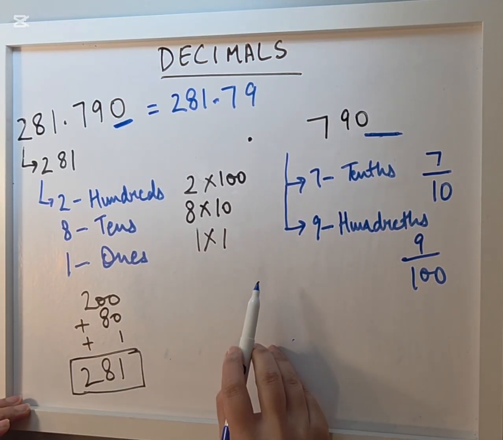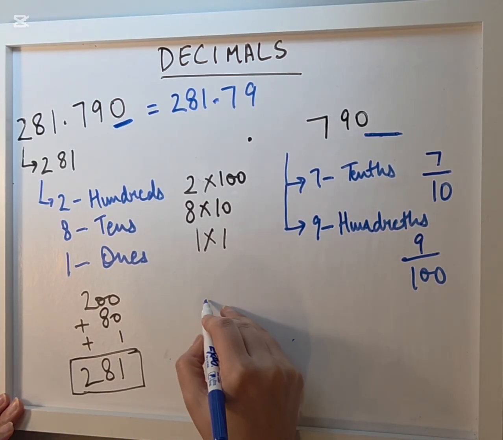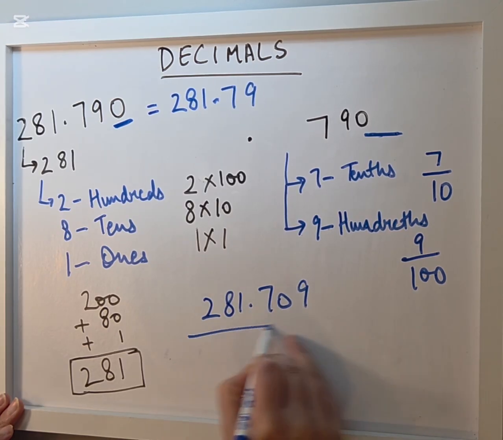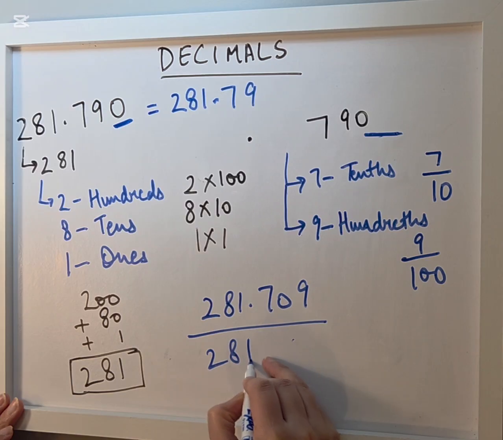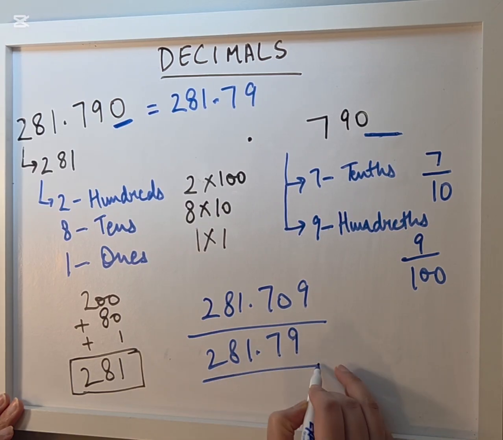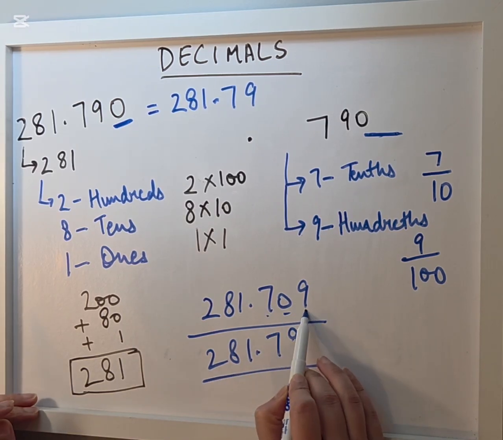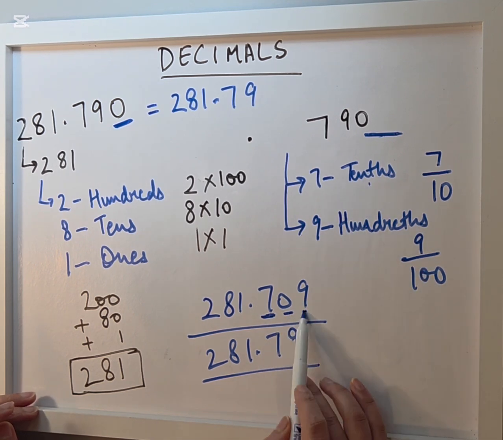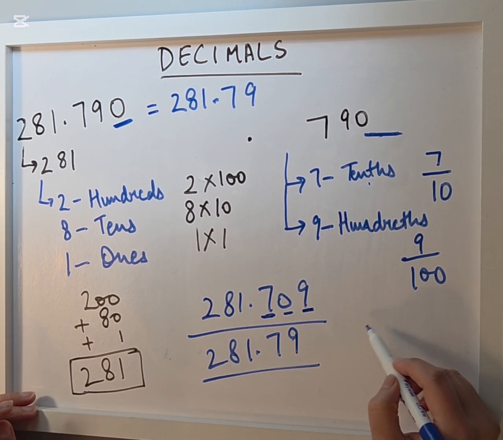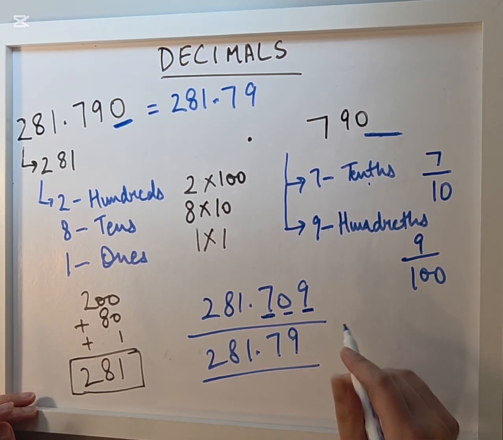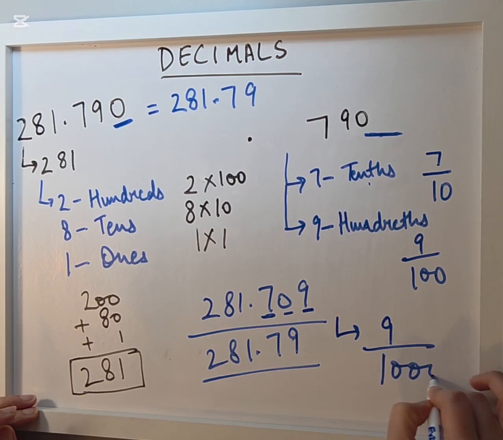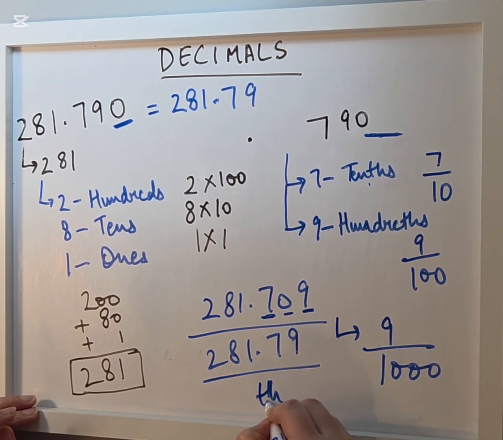If it would have been 281.709, then we cannot write it as 281.79, because it's 709. It's going to change the position, because 7 is at the tenths position and 9 in this case will be at the thousandths position. In this case the 9 will be represented by 9 by 1000, the thousandths position.